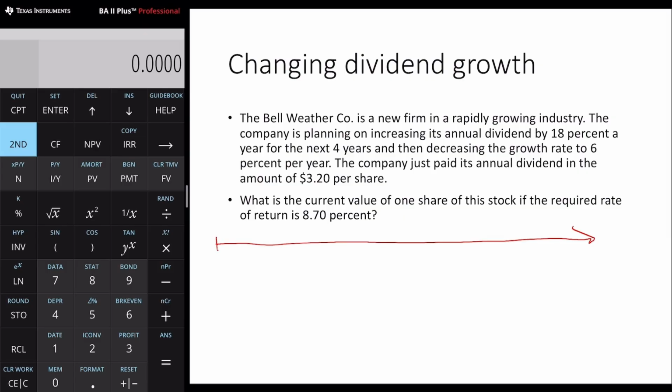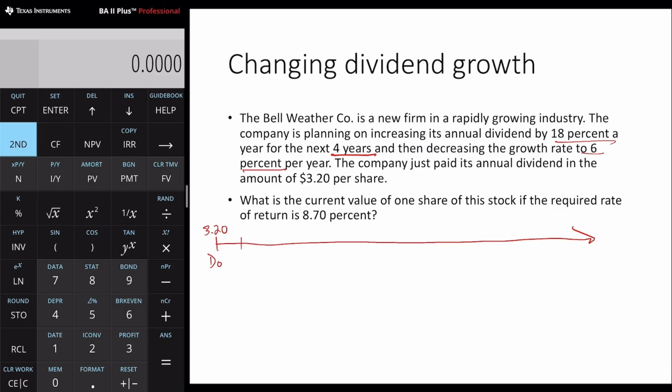Now, we are given that the company just paid an annual dividend in the amount of $3.20 per share. So $3.20 was the time zero dividend, so D0. We can see that it's planning on increasing this annual dividend by 18% per share for the next 4 years, and then decreasing the growth rate to 6% per year.